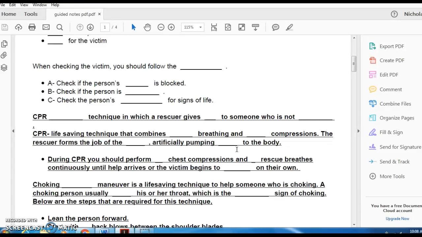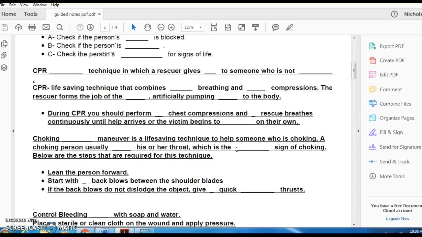With this, there's a repetition of 30 chest compressions followed by 2 rescue breaths, and we will continue to use that until the person starts breathing on their own or until the medical help arrives.